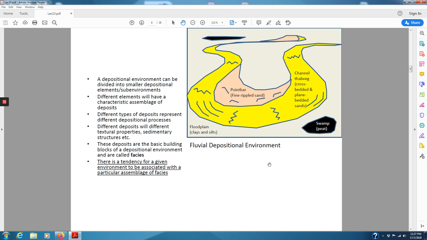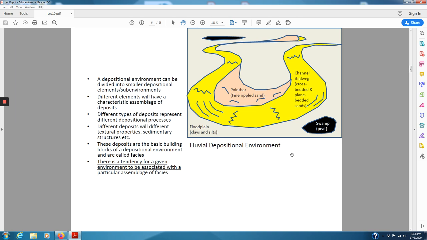And we call these distinct deposits formed by different processes facies, right? And the rule is that there is a tendency for a given environment, let's say in this case, this river here, to be associated with a particular assemblage of facies, right? There are some facies which are unique to only certain kinds of environments, or there's a group of facies which will be more typical of a river environment rather than a deep water environment and so on. So you can use facies to interpret ancient depositional environments, right?